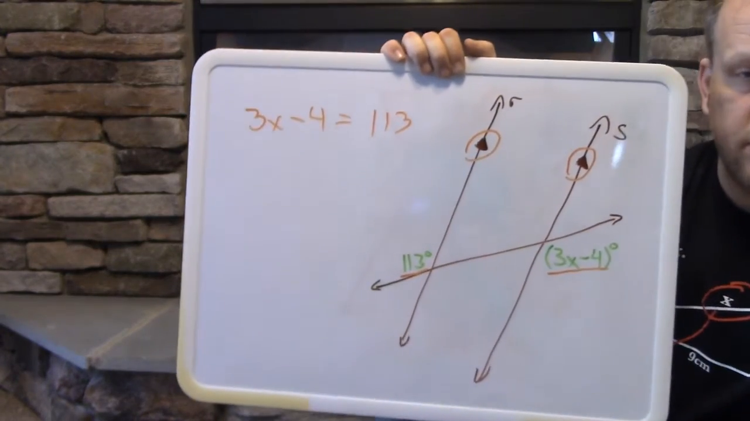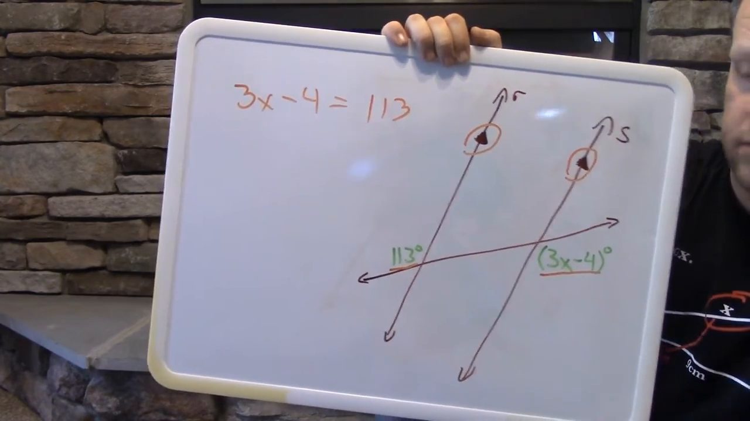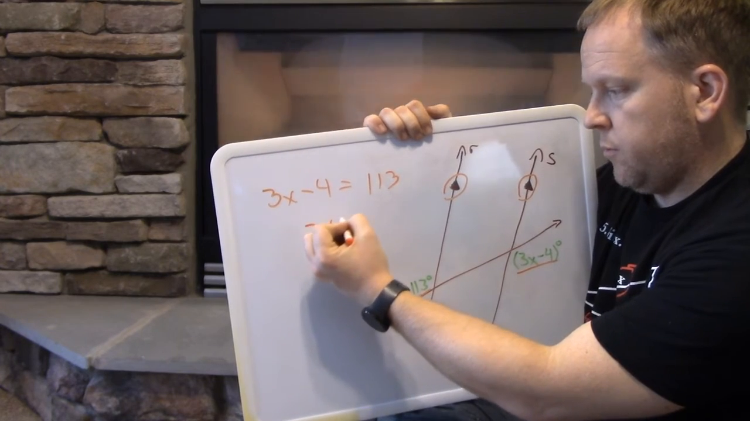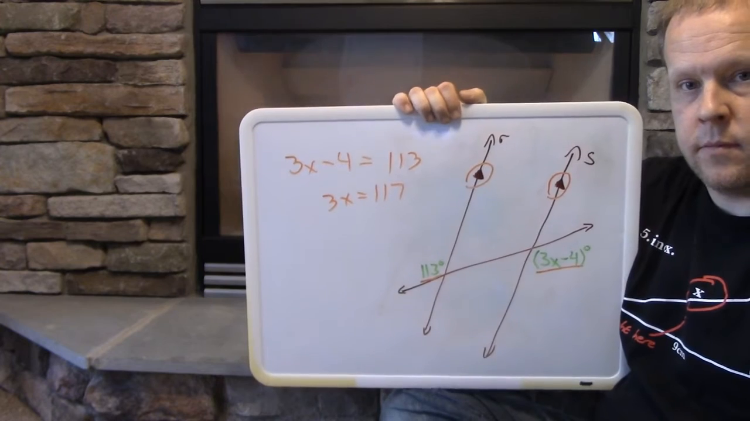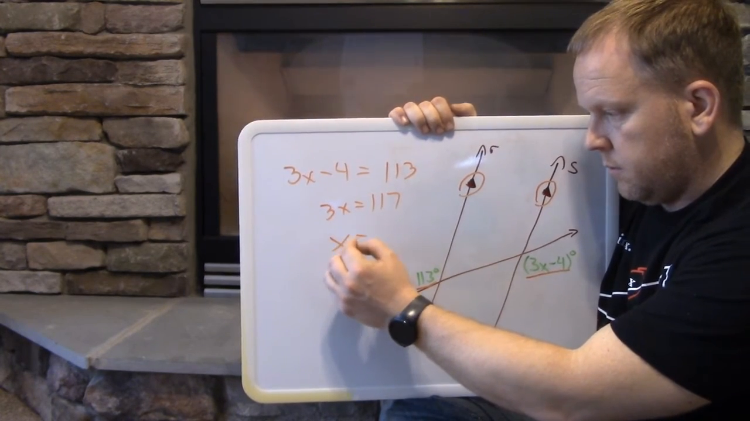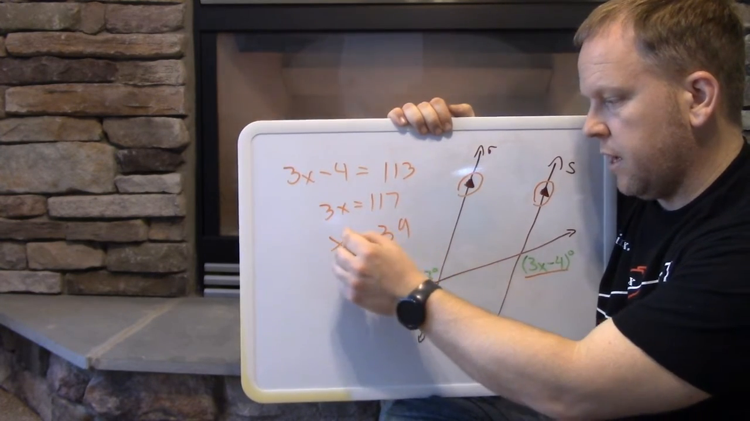Once again, the geometry is done. It's a matter of solving the algebra. Add 4 to both sides. So 3x equals 117. And then divide both sides by 3. X equals 39.